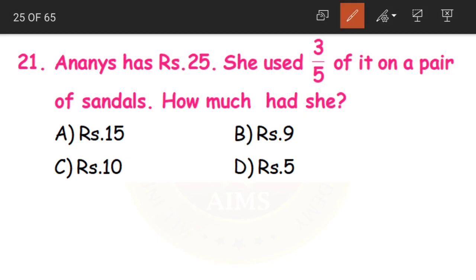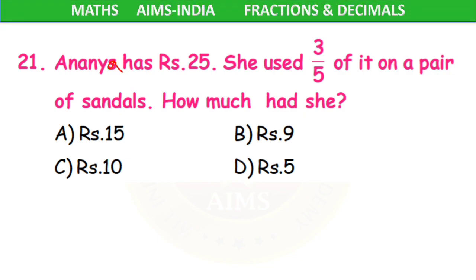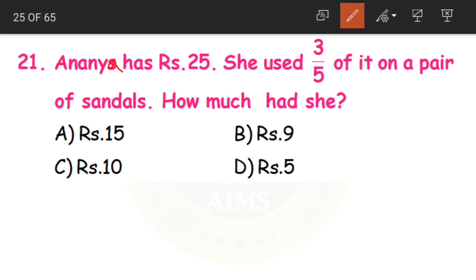Ananya has 25 rupees. She used 3 by 5 of it on a pair of sandals. How much had she spent? Suppose it says, how much had she spent. Some word is missing here. Now what are they saying?